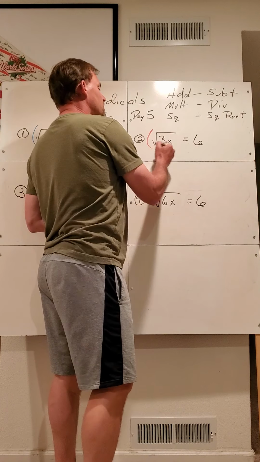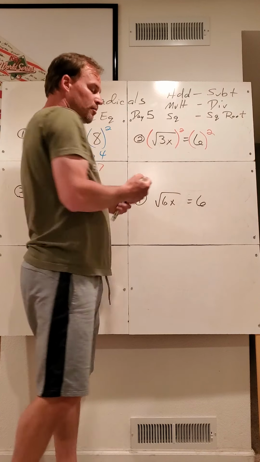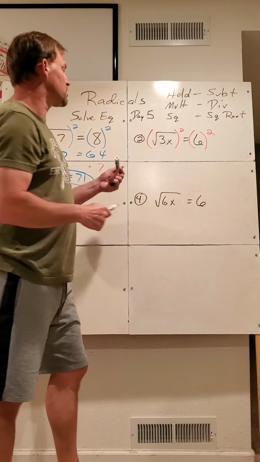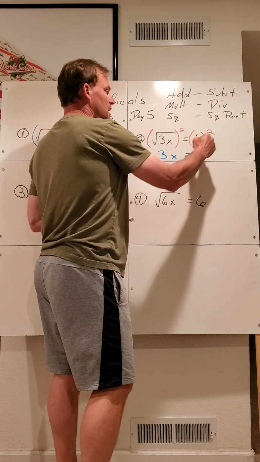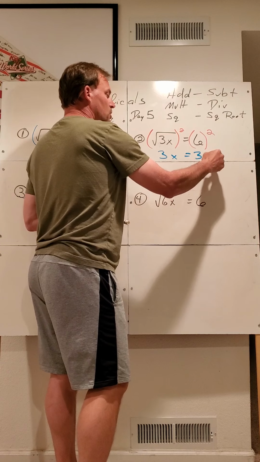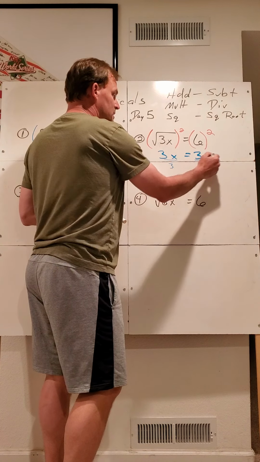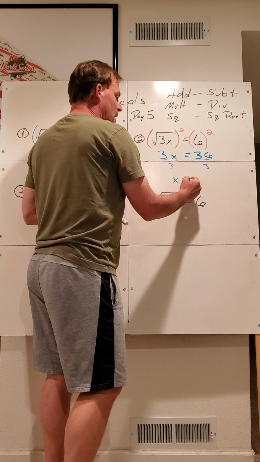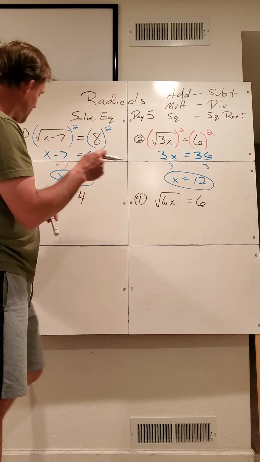Again, square root is the only thing on this left-hand side of the equation. So what am I going to do? I'm going to square it. Square both sides of the equation. So now I have just plain old 3x. 6 squared is 36. Solve the equation to get x by itself. Divide by 3. X equals 12.